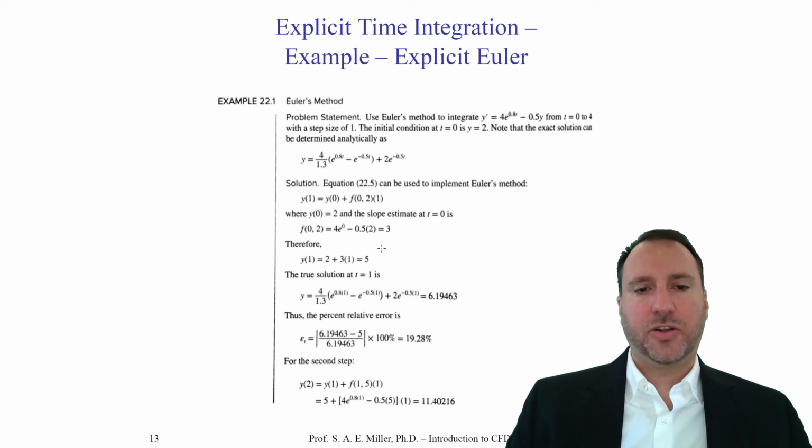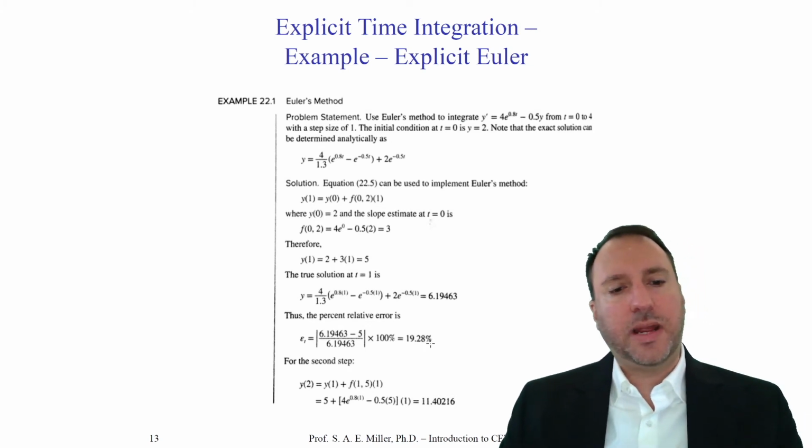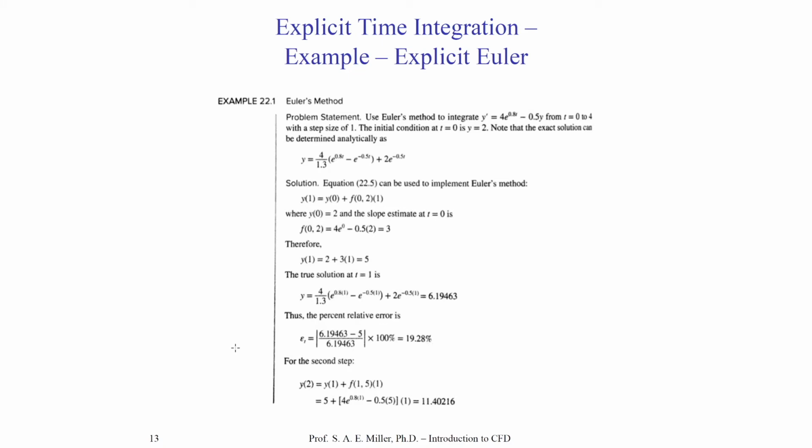This is rather troubling. We can calculate the error. We can take the analytical solution of 6.19463 minus our numerical solution of 5, divided by the analytical solution, multiplied by 100 to get a percent error, and we see that we have a 19.28% error. That is very troubling. How can we improve the scheme? Well, we'll see that in a few minutes.